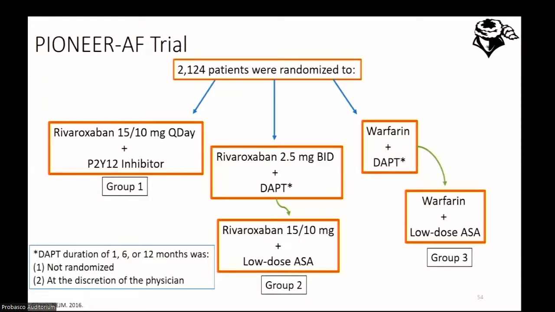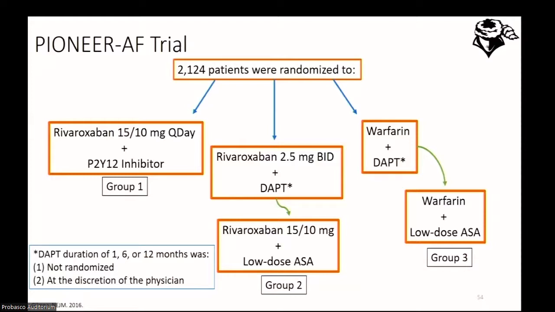The duration of 1, 6, or 12 months was not randomized, and it was at the discretion of the physician. Participants who received the treatment for 1 or 6 months then received rivaroxaban at a dose of 15 milligrams once daily or the reduced 10 milligram dose, plus single antiplatelet therapy with just low-dose aspirin for the remainder of 12 months. And lastly, patients in group 3 were assigned to receive warfarin once daily, plus low-dose aspirin and a P2Y12 inhibitor, again, for 1, 6, or 12 months at the discretion of the physician.